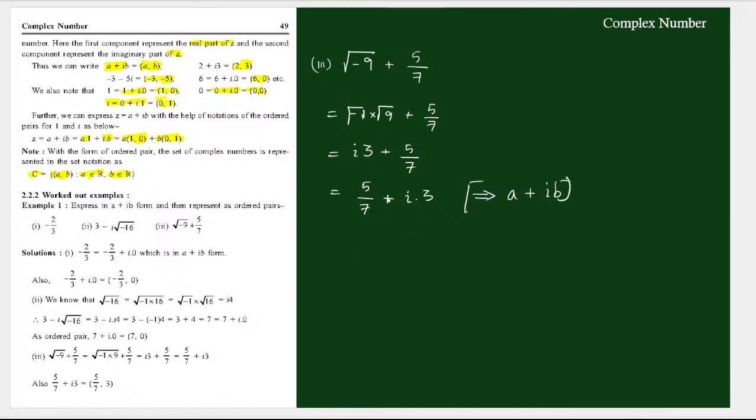So this can be written as what? In ordered pair we can write like this, where 5 by 7 is your a, and 3 is your b. This is how we represent a complex number in ordered pair.